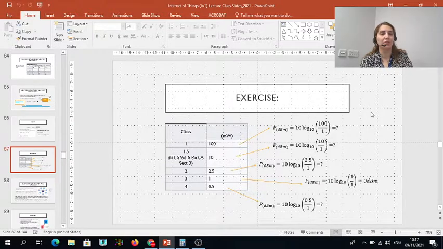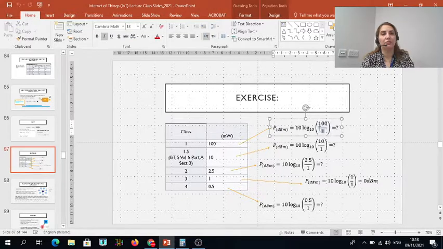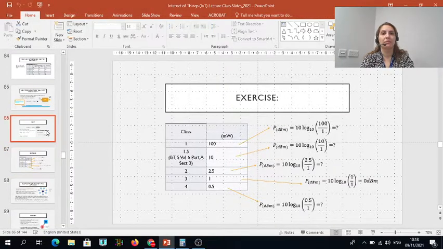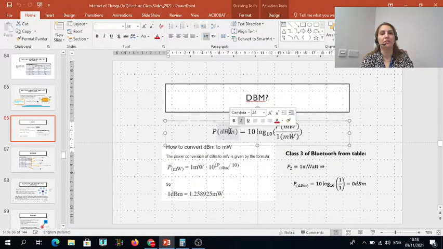I said that you are allowed to use calculators for your final exam, but it would be nice if you can understand how the process is done. So in this case, again, we are using the equation. Where does this equation come from? Here. That is the equation we are going to use over and over. Conversion of milliwatt to dBm or vice versa.